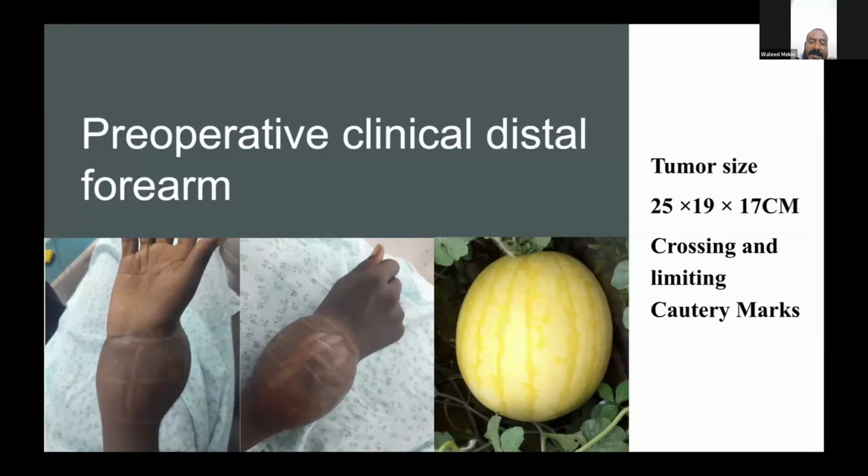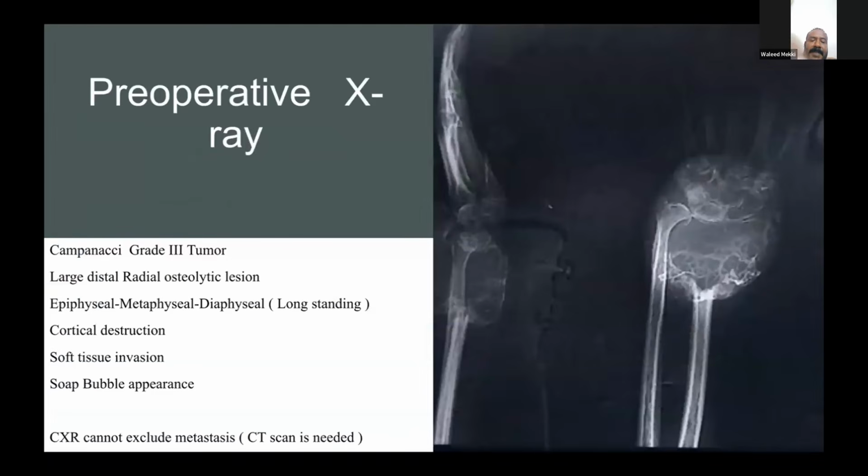And this is the preoperative X-ray. You can see the Campanacci grade 3 tumor, a large distal osteolytic lesion, almost epiphyseal, metaphyseal, and diaphyseal. The tumor is no longer just epiphyseal, it extends to the diaphysis because it has been long-standing for a long time. And we can see the cortical destruction, the soft tissue invasion, and the classical soap-bubble appearance.